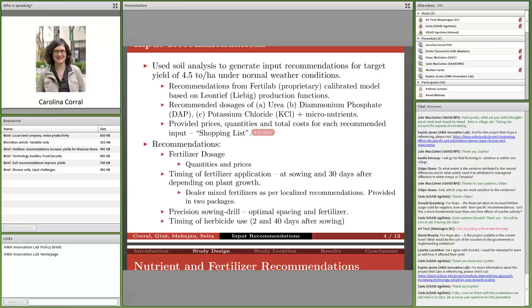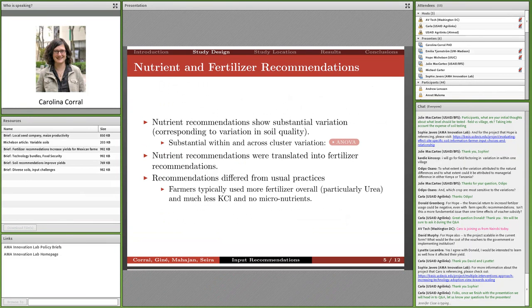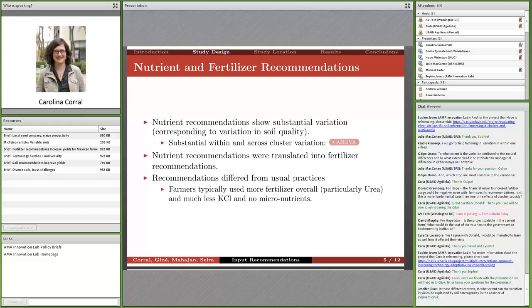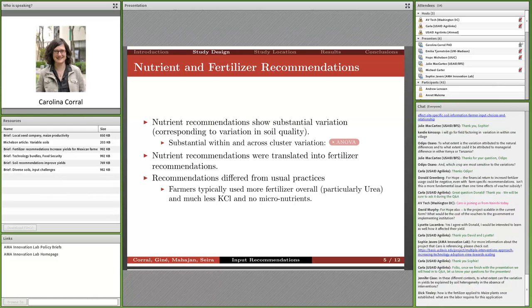Because I think it's very important to mention, sometimes when we're talking about all these problems, we forget to mention what could be negative externalities of the use of fertilizers, and that is one of them. So for the nutrient fertilizer recommendation, we saw that there is substantial variation both in the soil analysis and across localities, which translated into a variation in recommendations. In some other localities it was not, because it depends on many different factors that we took into account for the calculation.